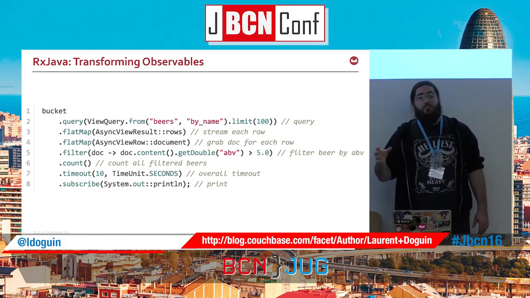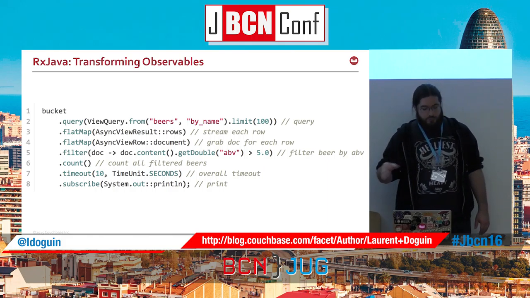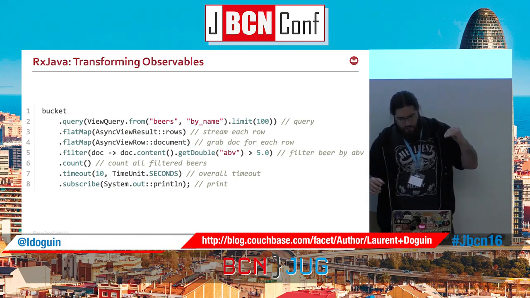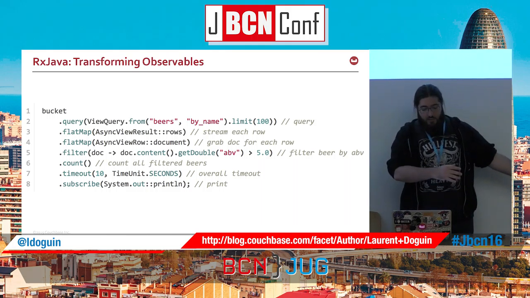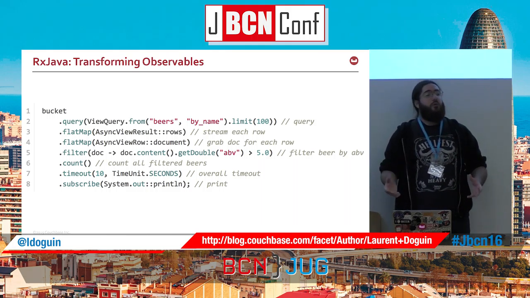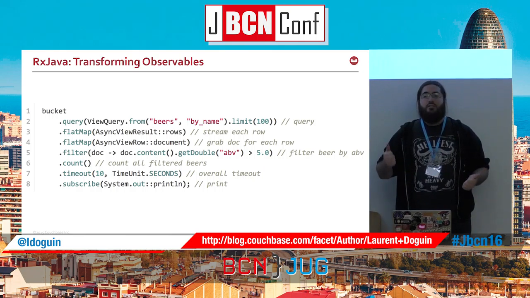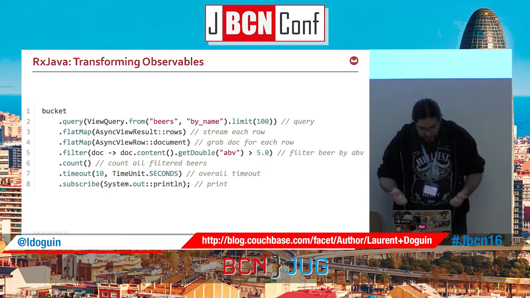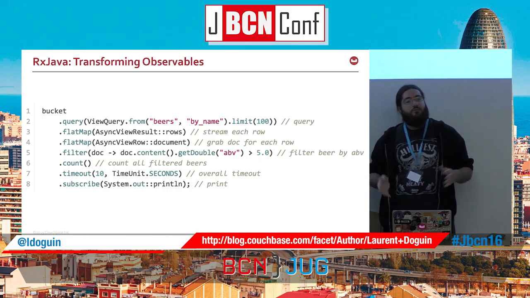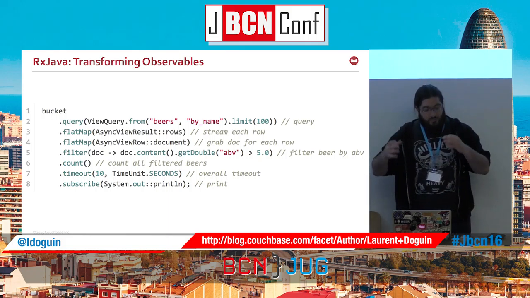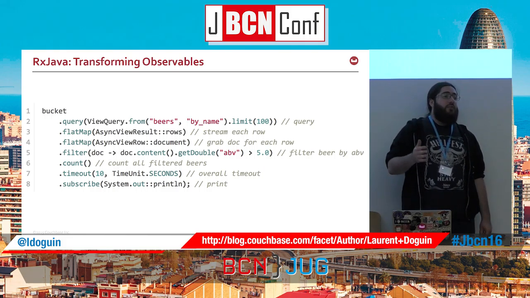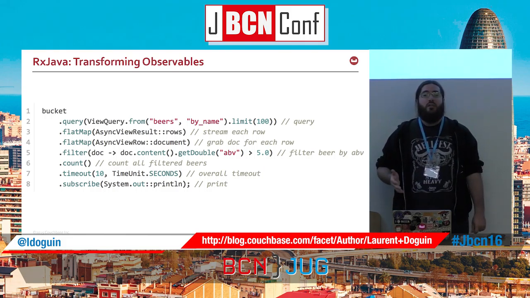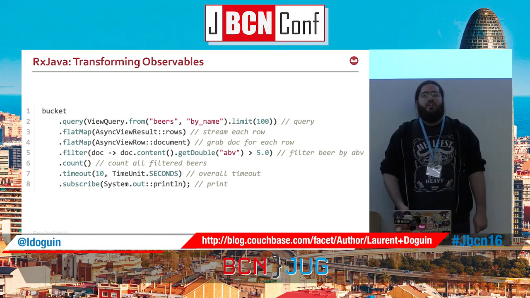It's a list of objects, so I'm mapping that list of objects to an observable of rows, which is what I have on the first flat map. So the second flat map gets an observable of rows, and a row is an ID and a value. So I'm mapping these to documents, so I get my actual contents. And now I can use another operator called filter.